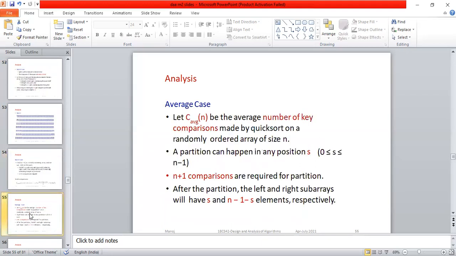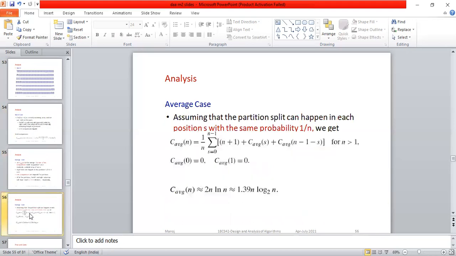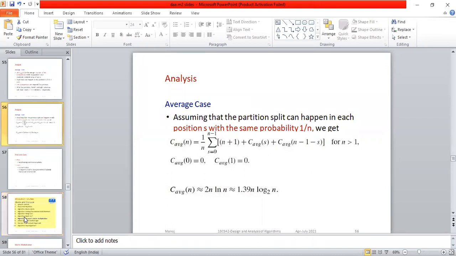After that, you come to the average case. The average case is 1.39 n log n to base 2, which we take as n log n to base 2 only. So these are the best case, worst case and average case time complexities of the quicksort algorithm.